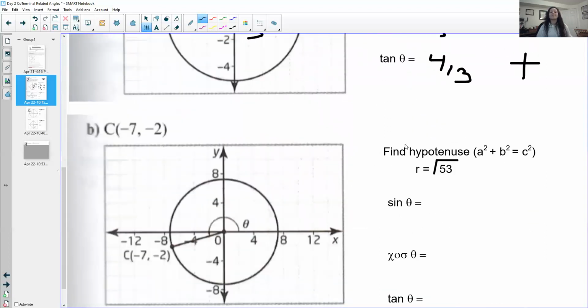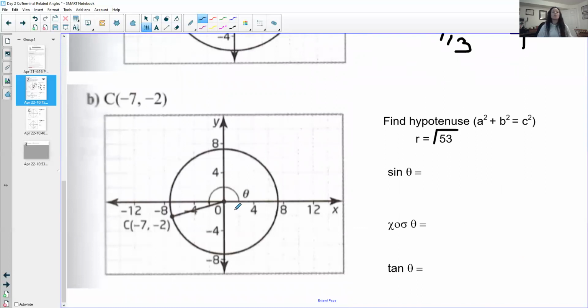All right, let's go down to a second example. We have another point on our circle. This particular point is (-7, -2). So our x coordinate is -7. Our y coordinate is -2. We have a right angle triangle and we're looking at this angle right here. So remember, even though this whole thing is the angle, we're only looking at the triangle down at the bottom. We're just looking at this little related angle instead of the whole principal angle.